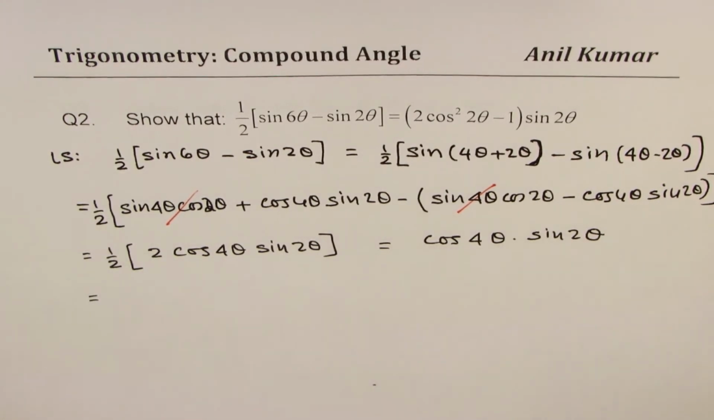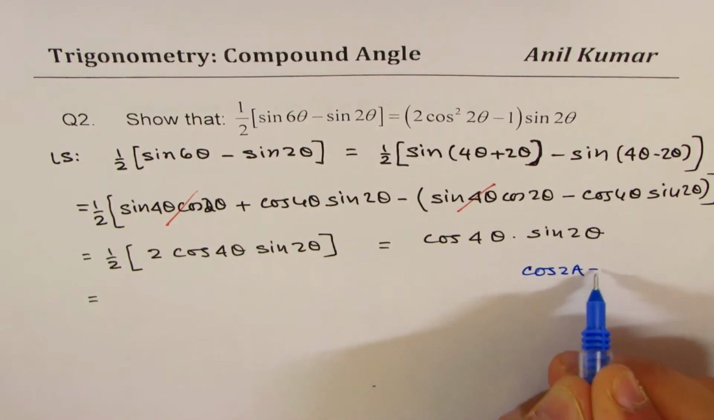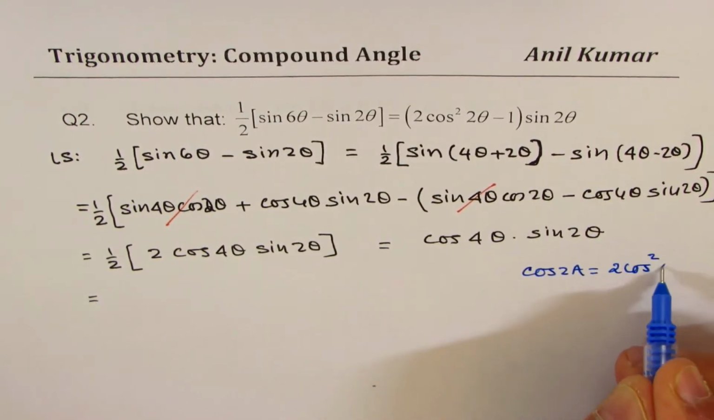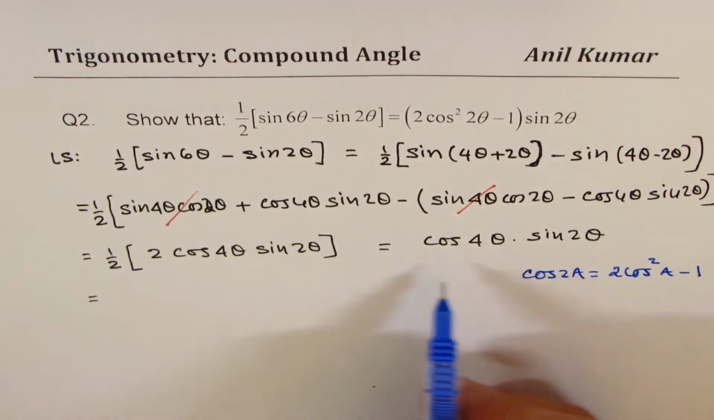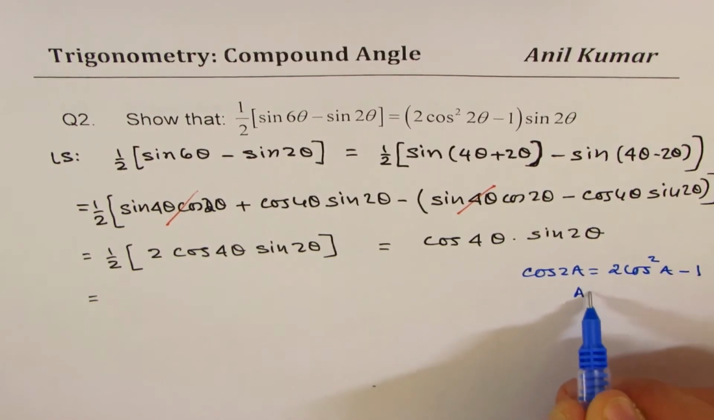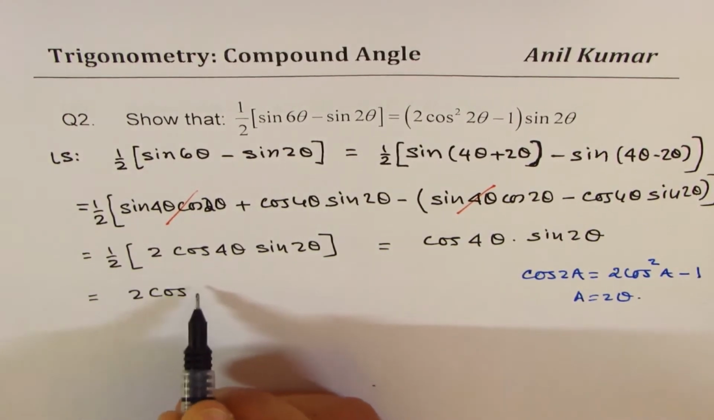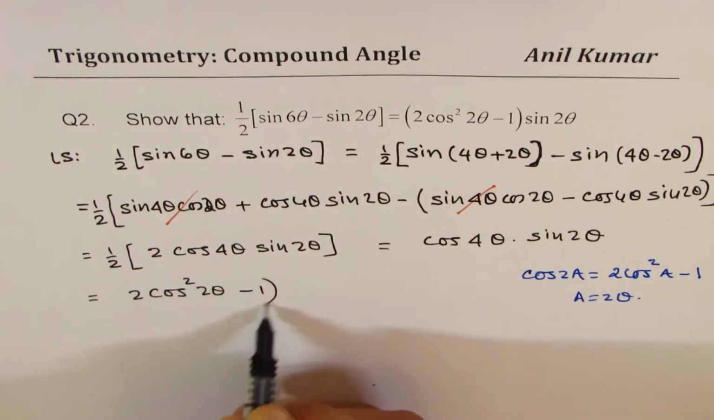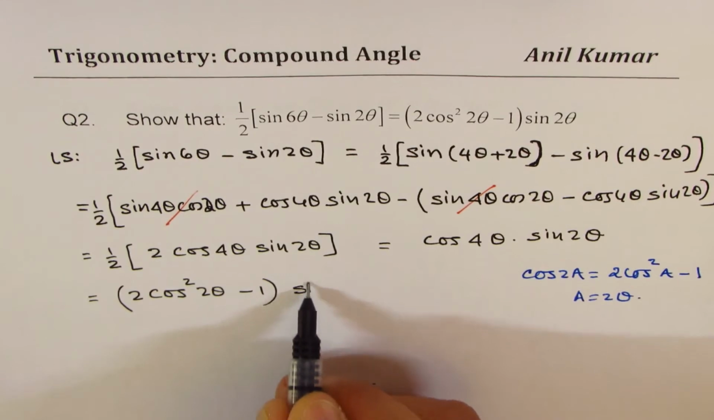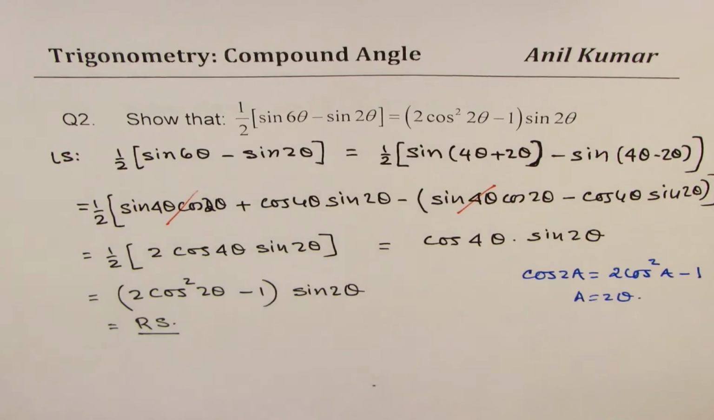Is it okay? So we are now applying the formula, which is cos 2a equals 2 cos square a minus 1. In our case, a is 2 theta. So we'll rewrite cos 4 theta as 2 times cos square 2 theta minus 1, and we already have sine 2 theta. So that becomes the right side. Is it okay? So we have shown how this side is equal to that.